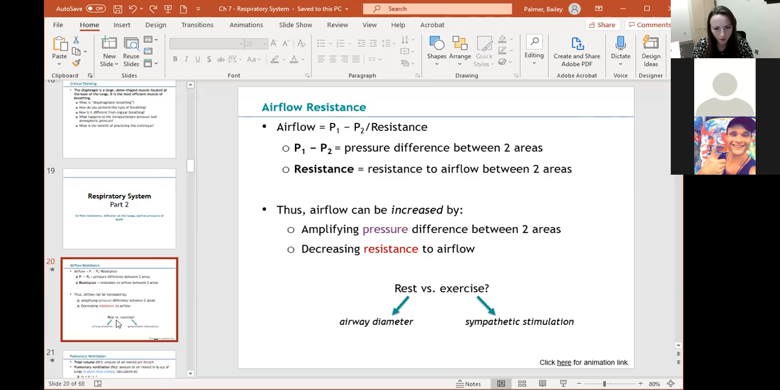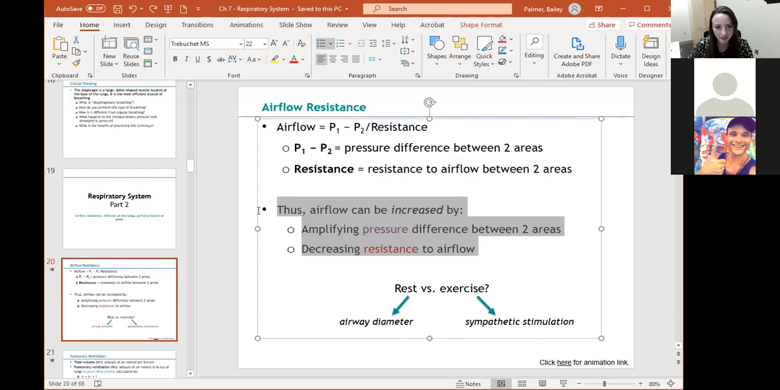So yeah, but what about rest versus exercise? So this right here shows that during rest, so me sitting here right now, the diameter of my airway determines how much oxygen is getting into my lungs or how much total air is getting in. But when I start exercising, we see sympathetic stimulation. That's going to be hormones that are released during sympathetic nervous system activity that's going to cause bronchodilation. So allowing dilation of my airways to allow for more oxygen. So mainly you just have to know this part right here.